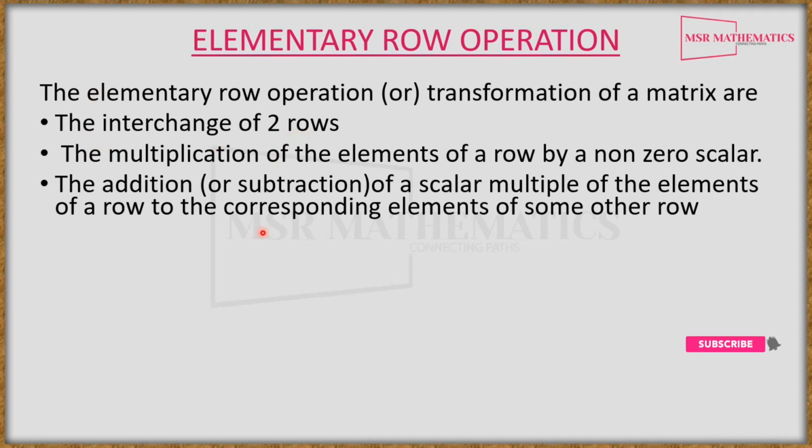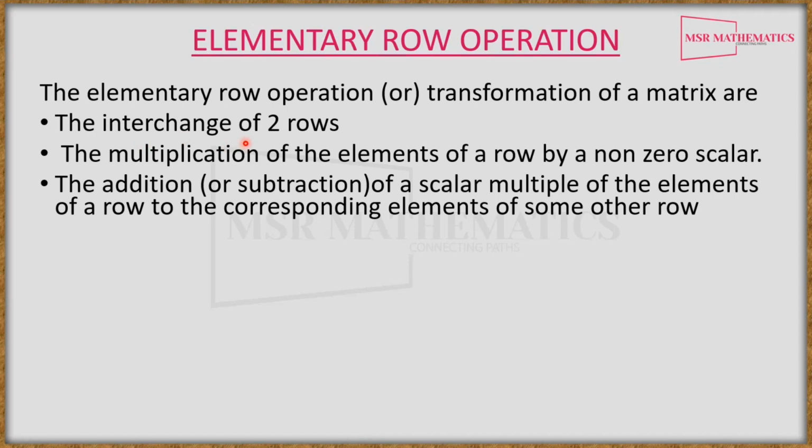Here they will give one matrix. With the help of that matrix, we can interchange any two rows. Here, if they give a 3 cross 3 matrix, we can interchange the first row with the second row, the second row with the first row, the first row with the third row, the third row with the first row, and in many ways. So the first property says if we interchange any two rows of a matrix, it is the same as that of the before matrix.